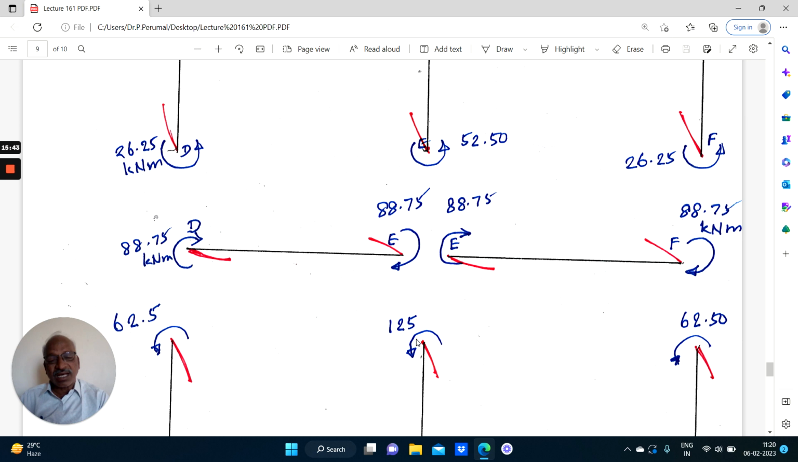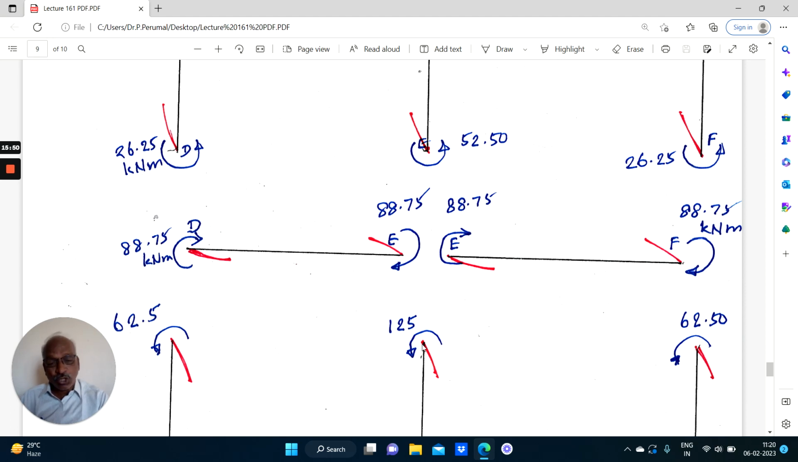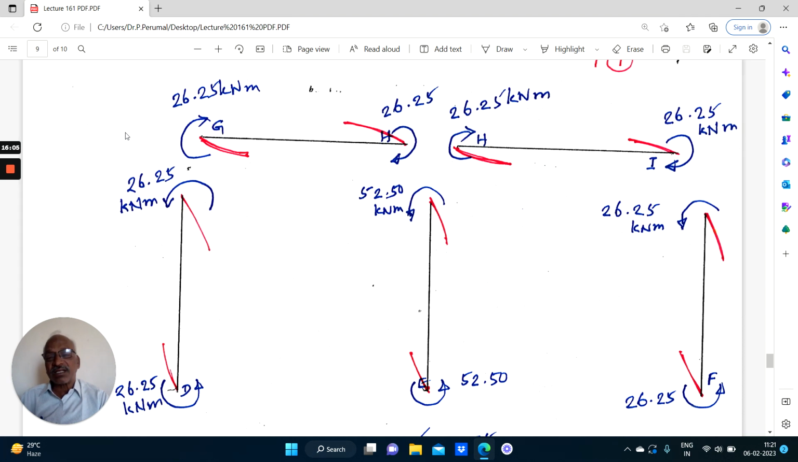This value is already known. That is 30 into 2.5. Sorry, here it is 50. The shear is 50. 50 into 2.5. This is known. This is known. These two we have written now. So the sum of all these things, clockwise, anti-clockwise numbers, when you add, the sum will be equal to 0. So with this, the red marks, these are to indicate the direction on which tension occurs, or the direction in which you have to plot the bending moment diagram.